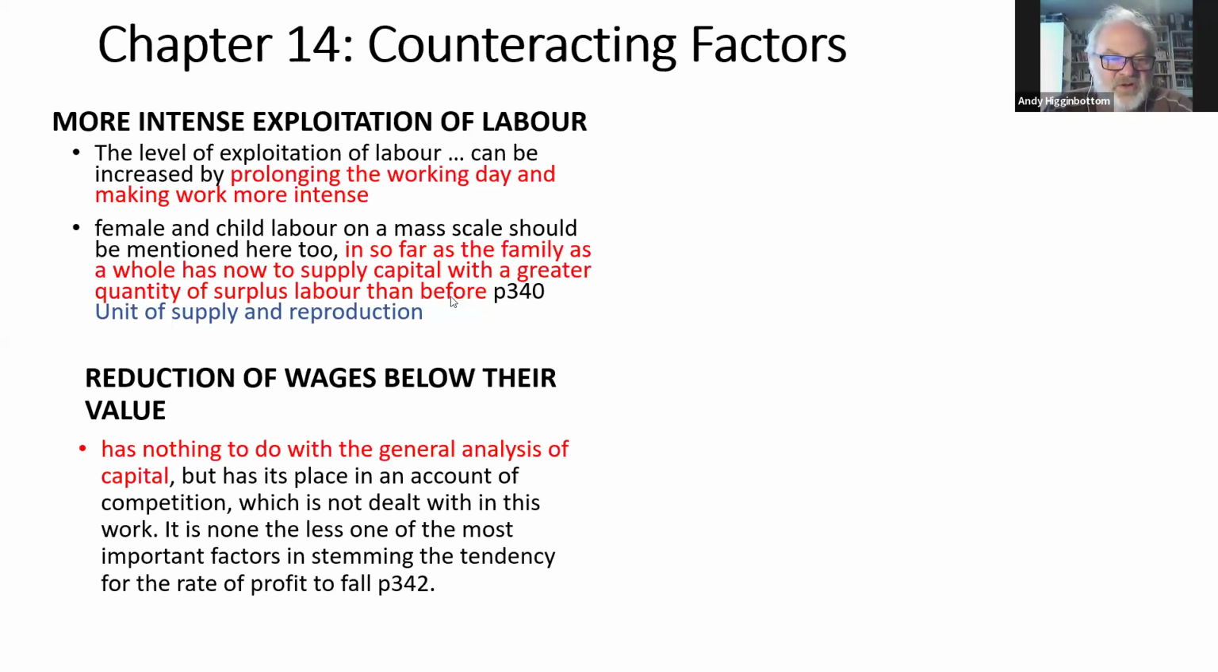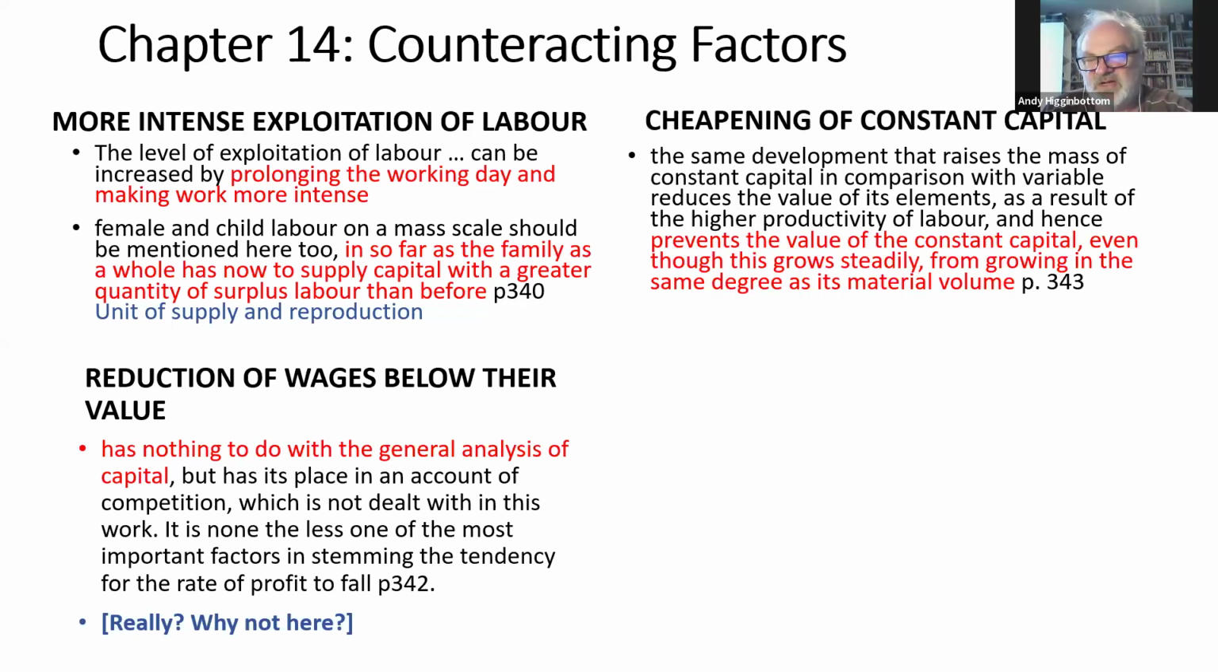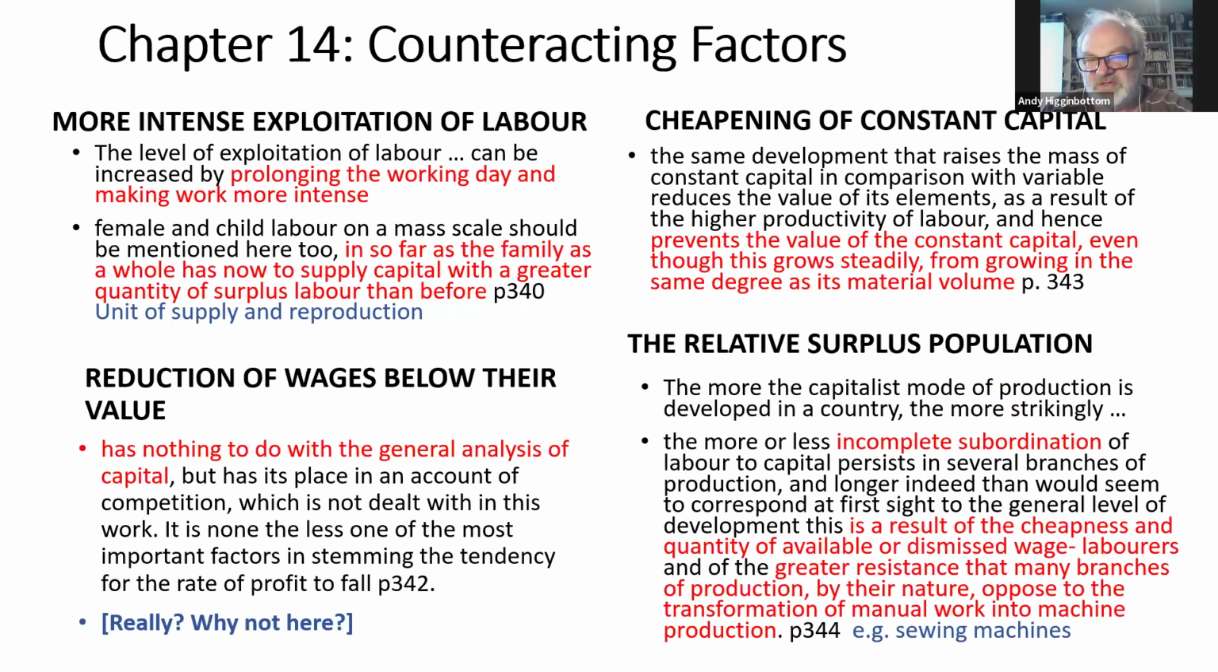So the family as a whole is now providing more sources of labor power. I mean, one could add something here which he doesn't do, which is: are those different labor powers exploited in the same way? I mean, are children and women exploited the same way as men? But he does write about that a lot in Volume 1. Okay, so why doesn't Marx deal with the reduction of wages below their value? If we're writing this in terms of a theory of imperialism, this would be a central point.